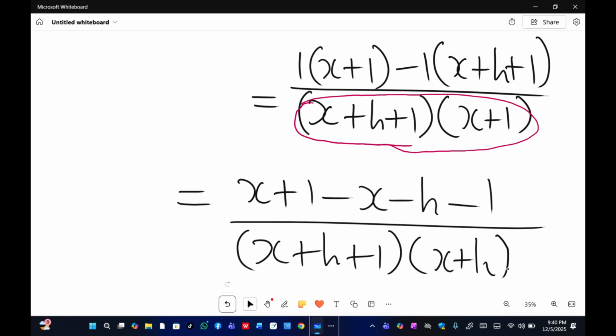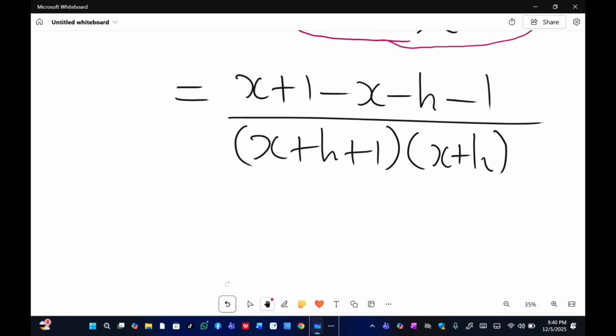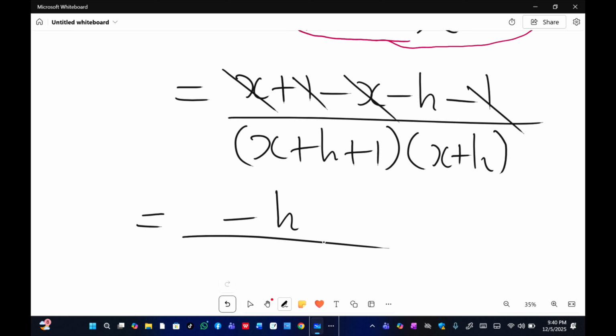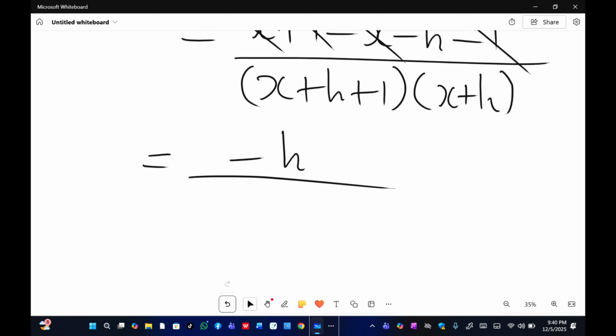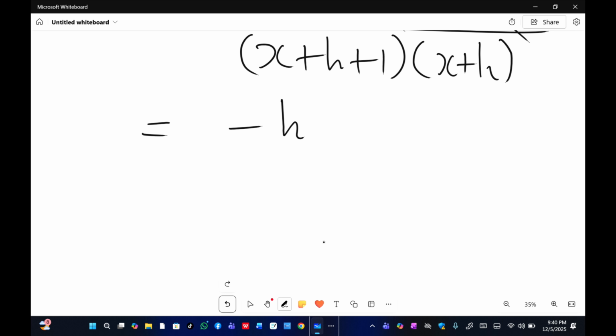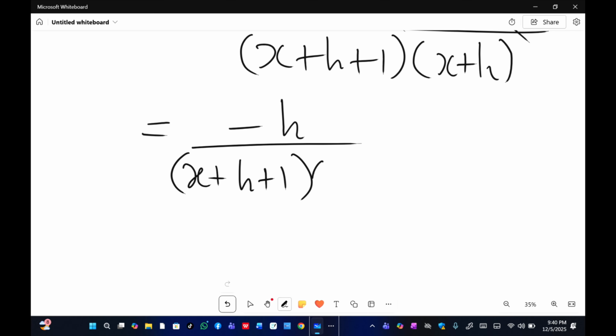Do not waste time trying to expand the denominator. We just leave it. Let us work on the numerator. So we cancel this: x minus x, and we have another one, 1 minus 1. So we are left with negative h as the numerator. So the numerator becomes negative h. The denominator is still the same, x plus h plus 1 in one bracket multiplying x plus 1 in the other bracket. Alright, so this becomes the result for f of x plus h minus f of x.